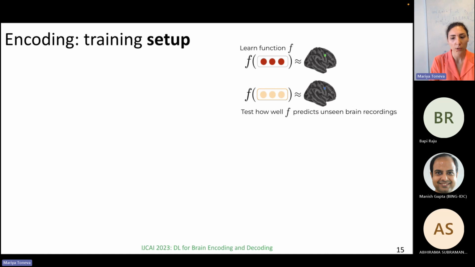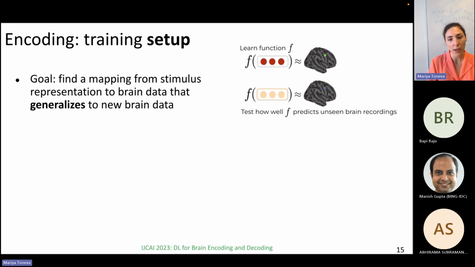So now I just wanted to go a little bit deeper into this training setup here. Again, we want to find a mapping from the stimulus representation to the brain data that actually generalizes to new brain data out there. So we want to make sure that we can even do this in a zero-shot setting, where we can make a prediction for some brain response that corresponds to some words or some images or some stimuli that we have never seen before.